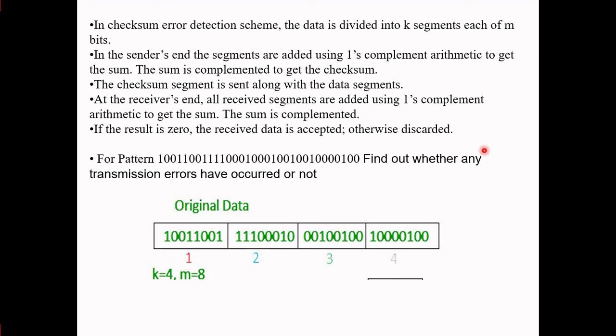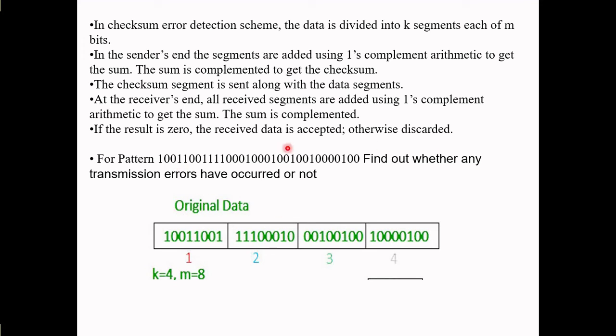Now take another example. Here our pattern is so long. It is 1 0 0 1 1 0 0 1 1 1 1 0 0 0 1 0 0 0 0 1 0 0 1 0 0 1 0 0 0 0 1 0 0. It is so long a pattern. So after getting this pattern, we have to decide in how many parts it will be divided, and remember this, the number of bits in all parts must be same.